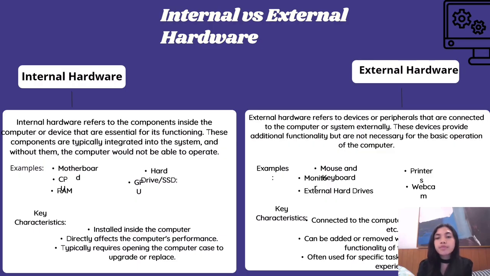So, external hardware refers to devices or peripherals that are connected to the computer or system externally. These devices provide additional functionality but are not necessary for the basic operation of the computer. Examples: mouse, monitor, keyboard, external hard drives, printers, and webcam.